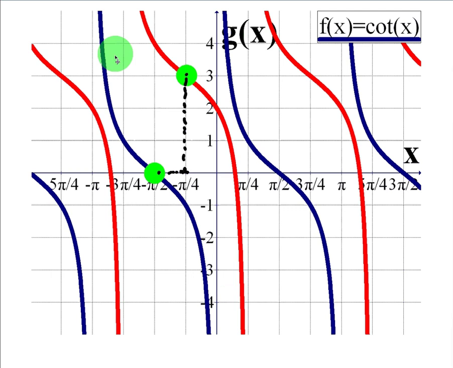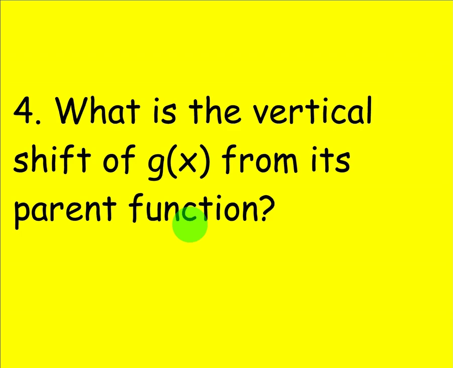Here it is. It's a bunch of S-curves like this that alternate. There's some asymptotes here. Here's our transformed graph. It's got a little bit different of an S-curve. Looks like it's probably been stretched or shrunk. But the question here is asking, what is the vertical shift?